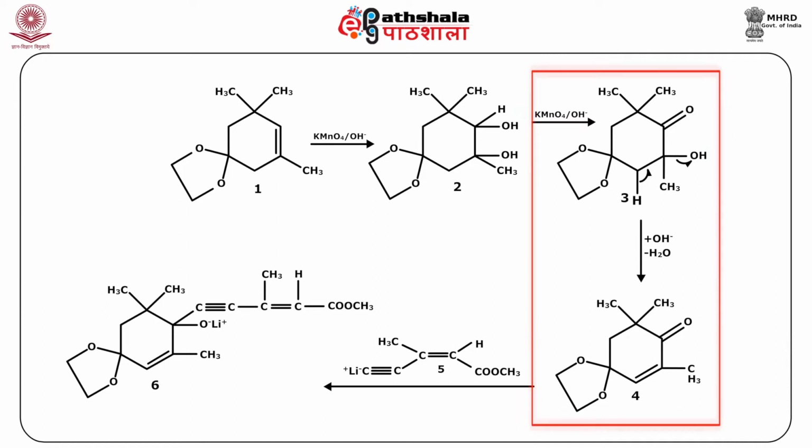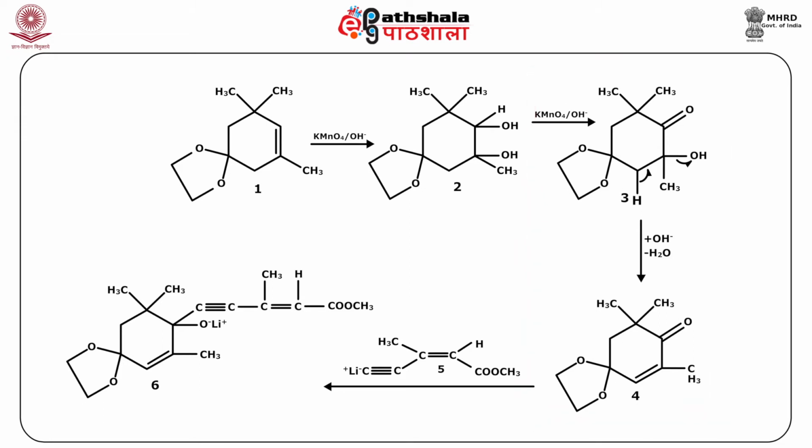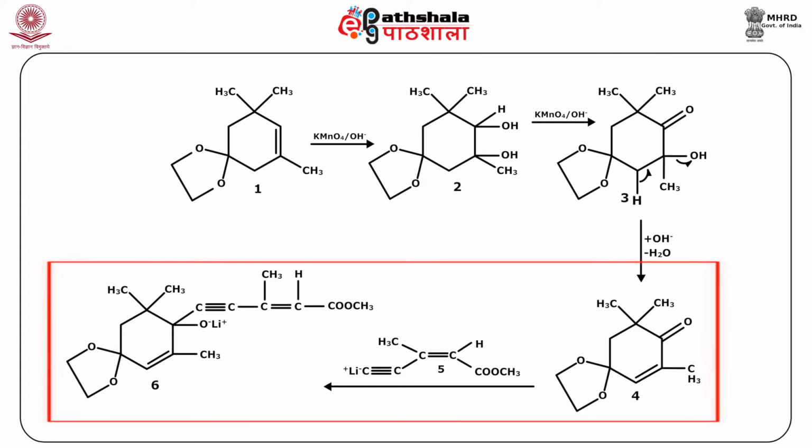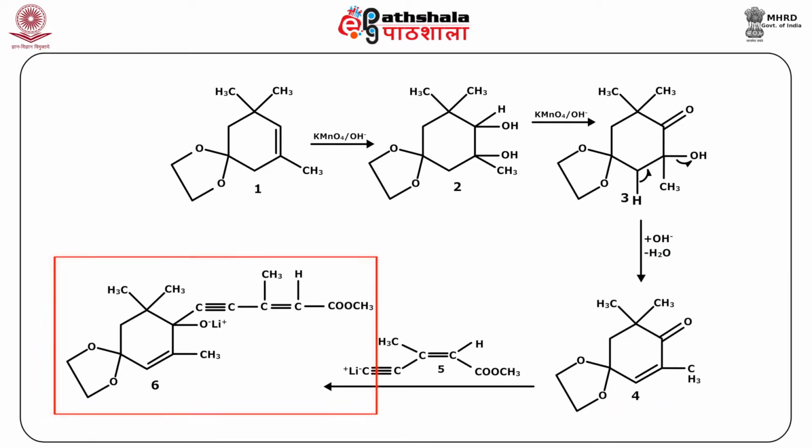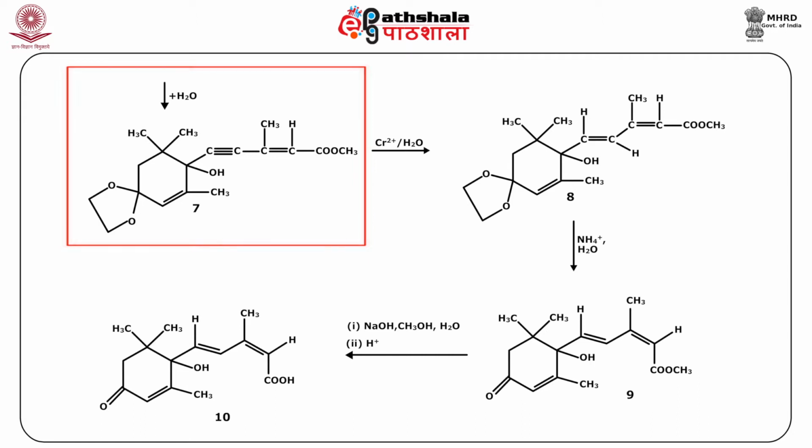conditions. Ketal is not cleaved under the basic conditions. That is the precaution which has already been taken care of. In step 5, reaction of compound 4 with Z 3-methyl 2-penten-4-ynoate in the presence of lithium diisopropylamide, also called LDA, at -78 degrees forms the corresponding compound number 6. The lithium salt so formed on hydrolysis forms the alcohol 7.